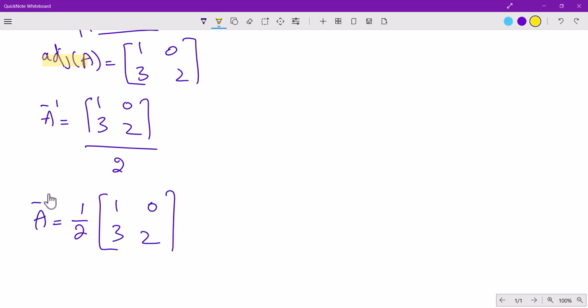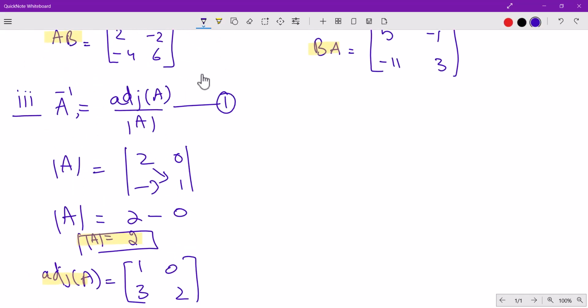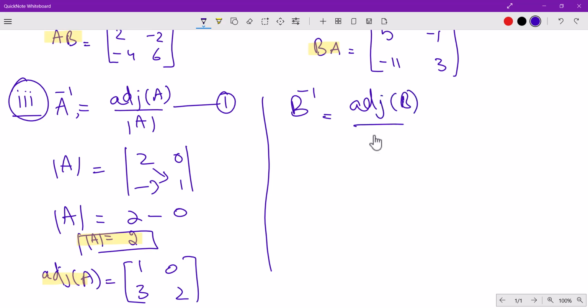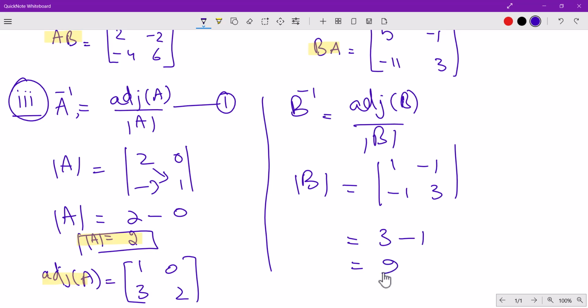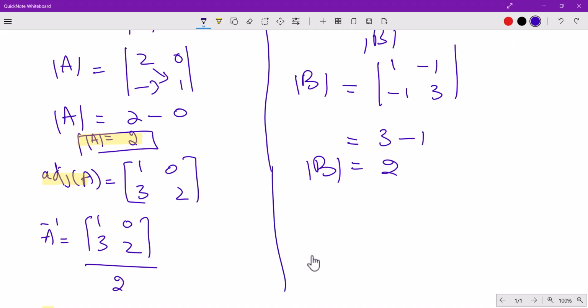So that is A inverse. Now for part 3, the second part, B inverse is equal to adjoint of B divided by the determinant of B. The determinant of B is [1, -1; -1, 3], which is equal to 3 minus 1, which is equal to 2. The determinant of B is 2, and the adjoint of B is equal to [3, 1; 1, 1].